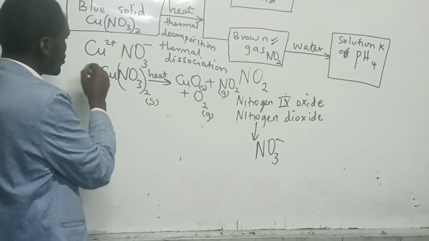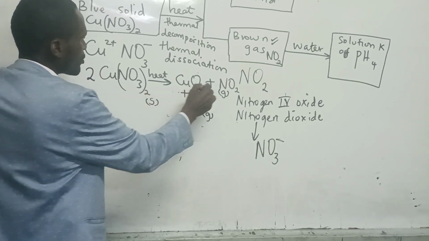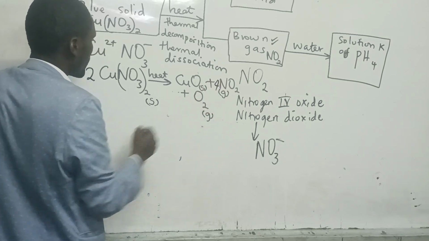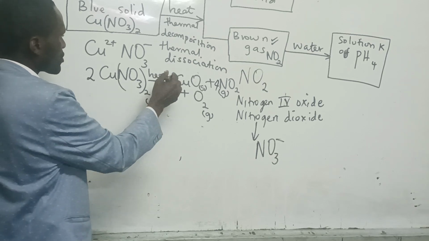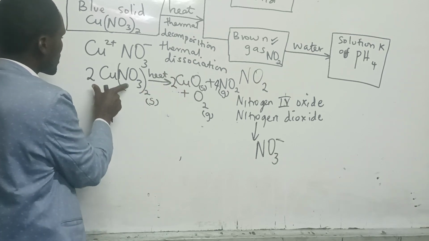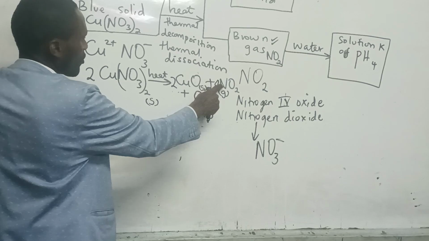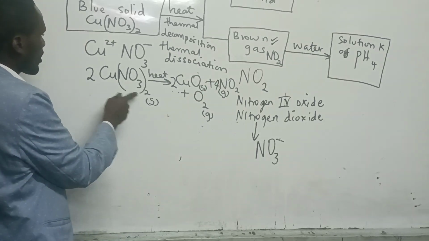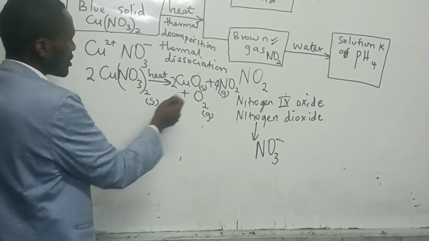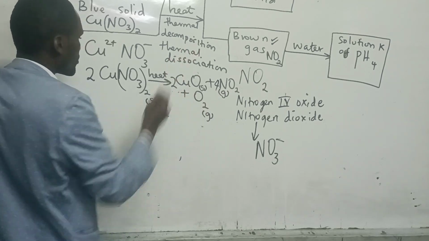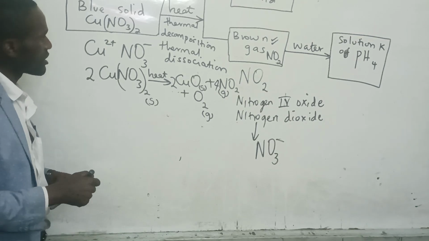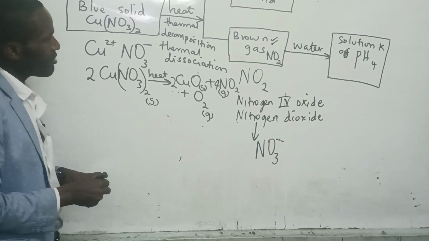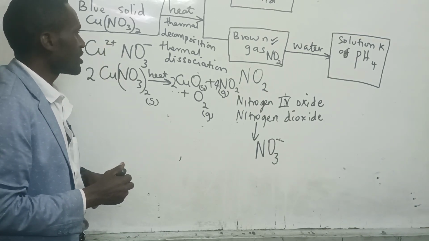So we put here 2, then we can put here 4, so that is 6. So 2 copper atoms, you can also put here 2 copper atoms, 4 nitrogen atoms, 4 nitrogen atoms, then you have 6, 12 oxygen atoms. So these are 8, 9, 10, 11, 12. The equation is balanced. So that is thermal decomposition of copper 2 nitrate, which is a blue solid, placed in our first chamber in this flowchart.